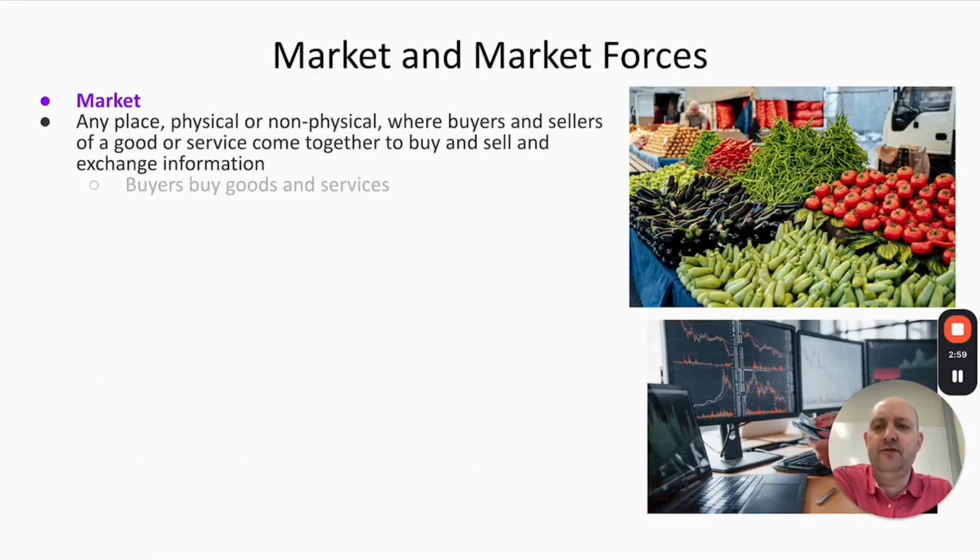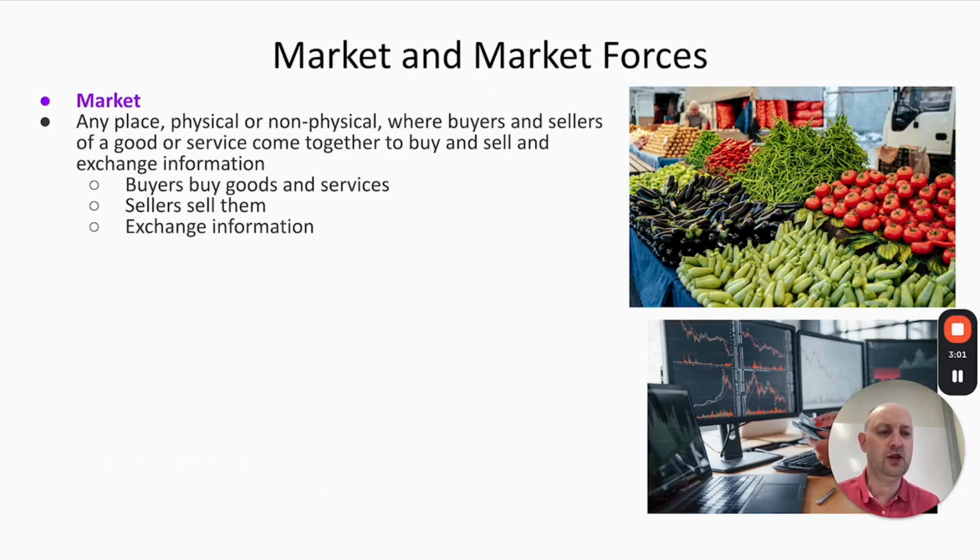Firstly, we need to define the term market because we're going to use this term a lot. When we think of a market, we probably think of something like this, or maybe a supermarket. But a market is any place. It can be physical or non-physical. Physical means we can actually go to the shop. Non-physical maybe means something online, where buyers and sellers of a good or service come together to buy and sell and exchange information.